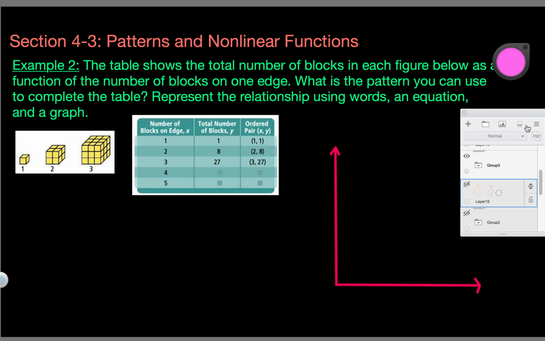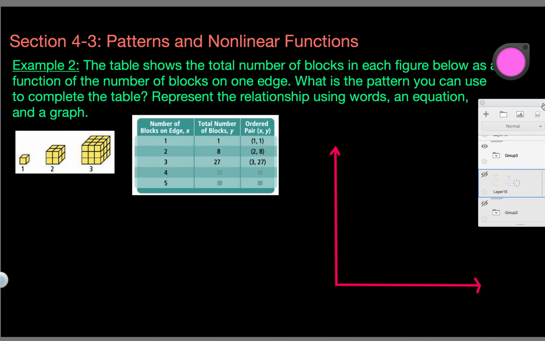Okay, so next up, I'm just going to move that over there. It says that the table shows the number of blocks in each figure as a function of the number of blocks on one edge. What is the pattern you can use to complete the table? Represent the relationship using words, an equation, and a graph.